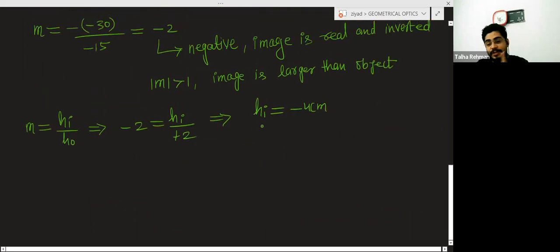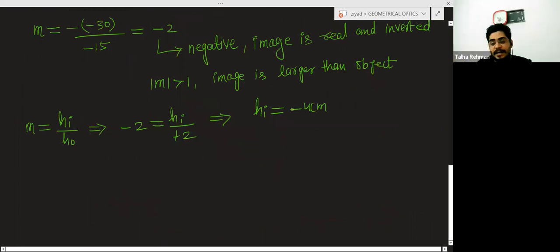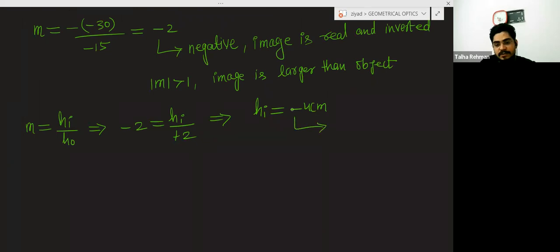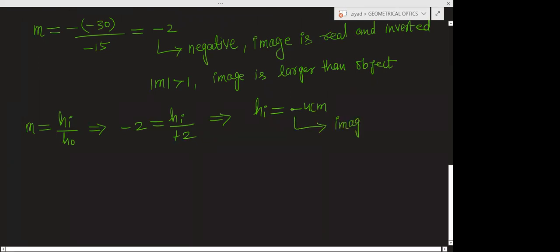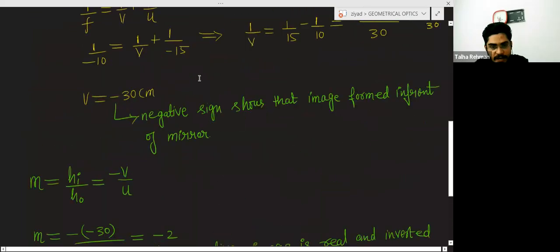Now height of the image is minus 4 centimeter. It's below. And here is the minus sign. What does the minus sign indicate? The image is formed below the principal axis. So image will be like this.